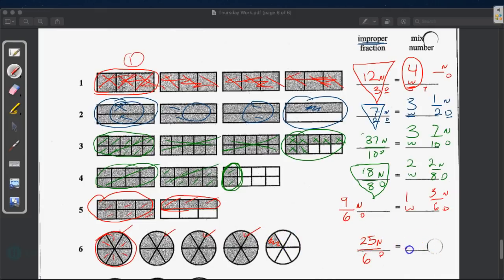Here's your mixed number. You have 4 whole groups. So you have 4 wholes. Your denominator stays the same because in one group you have 6 pieces and there's only 1 shaded in. There's your mixed number, 4 and 1 sixth. Here's what you should have had for questions 1 through 6.